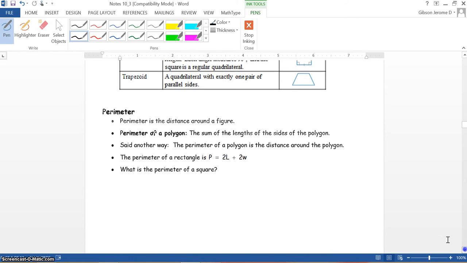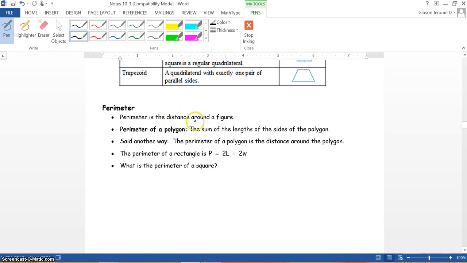Now we come here to perimeter. Perimeter is the distance around a figure. Perimeter of a polygon, the sum of the lengths of the sides of the polygon. Said another way, the perimeter of a polygon is the distance around the polygon. The perimeter of a rectangle is P equals 2 times length plus 2 times width.